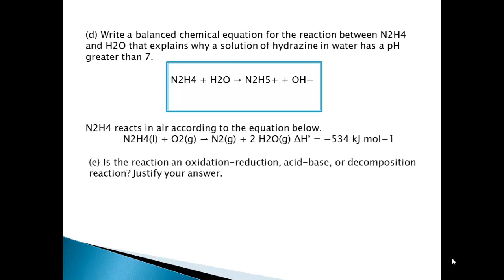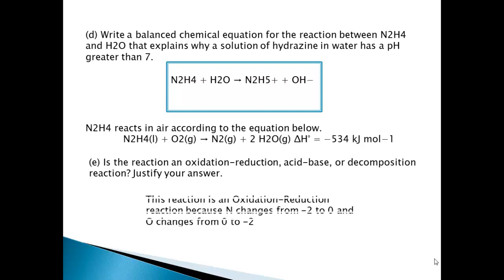Alright, for part E, is the reaction given an oxidation-reduction, an acid-base, or a decomposition reaction? And, well, it's not an acid-base reaction. There's no acids or bases present, and there's nothing decomposing, so it's an oxidation-reduction. And when you find the charges for each atom, you find that it's an oxidation-reduction reaction because nitrogen changes from a negative 2 charge in N2H4 to a neutral charge when it's just N2, and oxygen changes from a neutral charge of 0 when it's O2 to a negative 2 charge when it's in H2O.